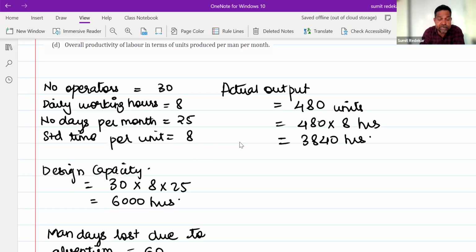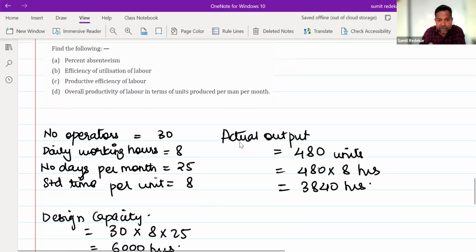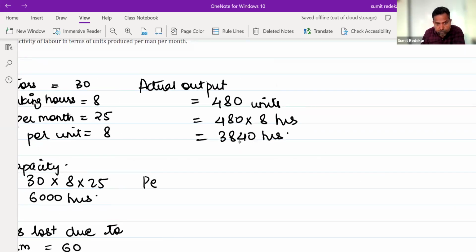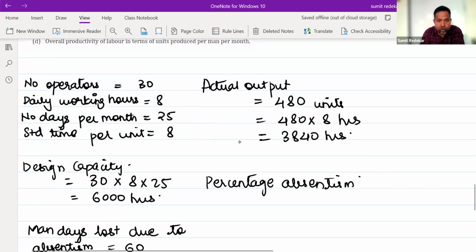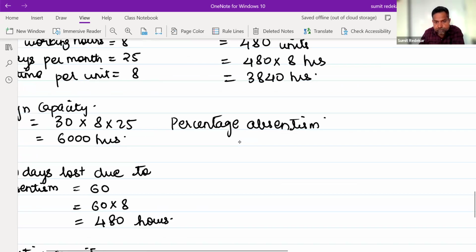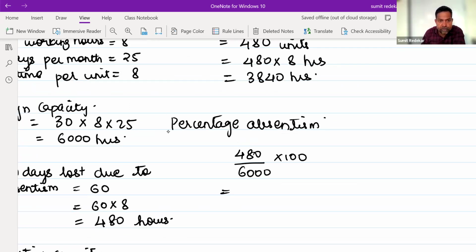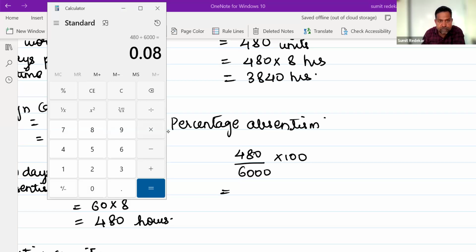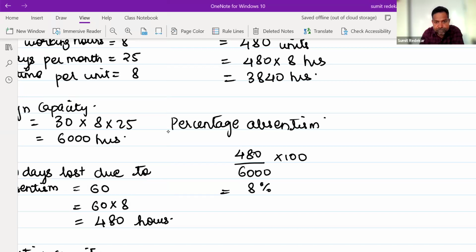Let's start answering one question at a time. Percentage absenteeism. They are absent for 480 hours out of a total of 6,000 hours, which is going to be 480 divided by 6,000. Multiply that by 100. Can I say 8% absenteeism?